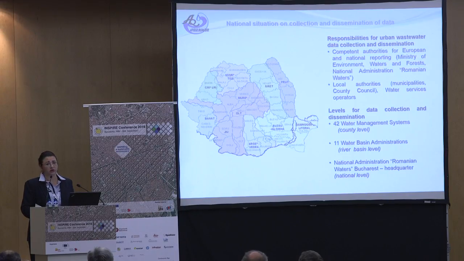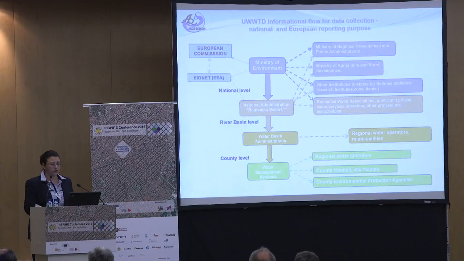That means the National Administration Romanian Waters in Bucharest. Here all the information from the 11 basins is put together, so it is very difficult to imagine 11 databases with their own errors. After that, we compile and check the validity of the data, and finally report to the European Commission. Here I put the informational flow of data collection on the 3 levels, as you see.